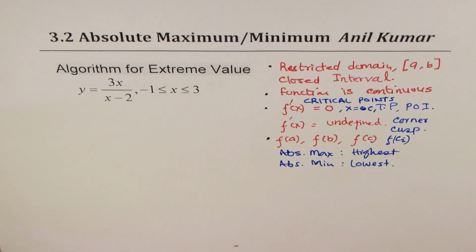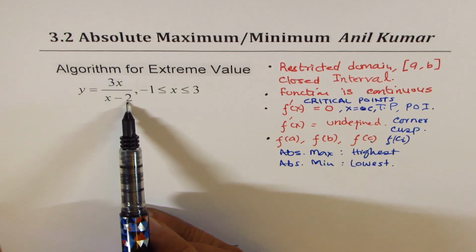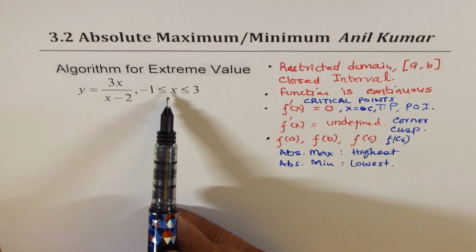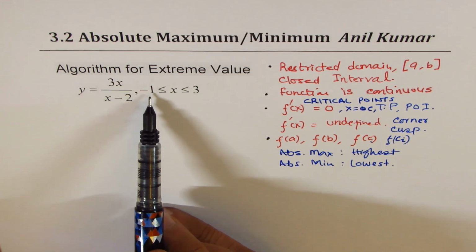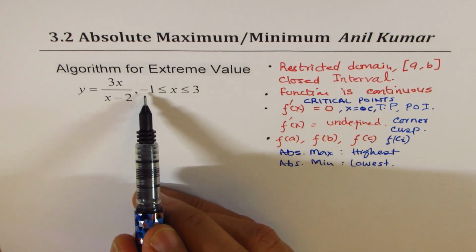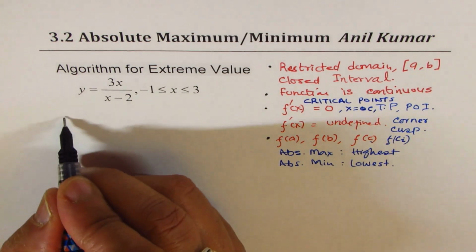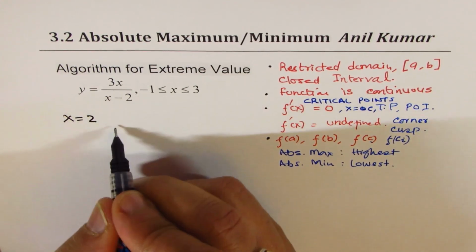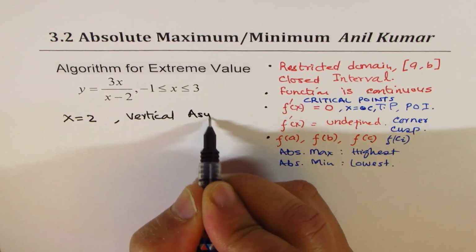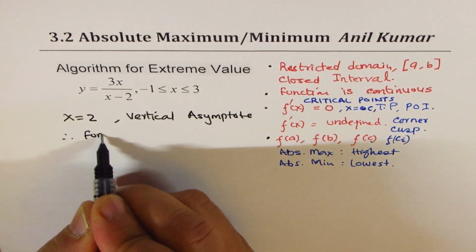Now here we have an example. The example here is y equals 3x over x minus 2. We have to find whether this function has an absolute maximum or absolute minimum in the given domain. It is restricted between -1 and 3. What do we observe here? We observe that at x equals 2, we have a vertical asymptote. Therefore, the function is not continuous.